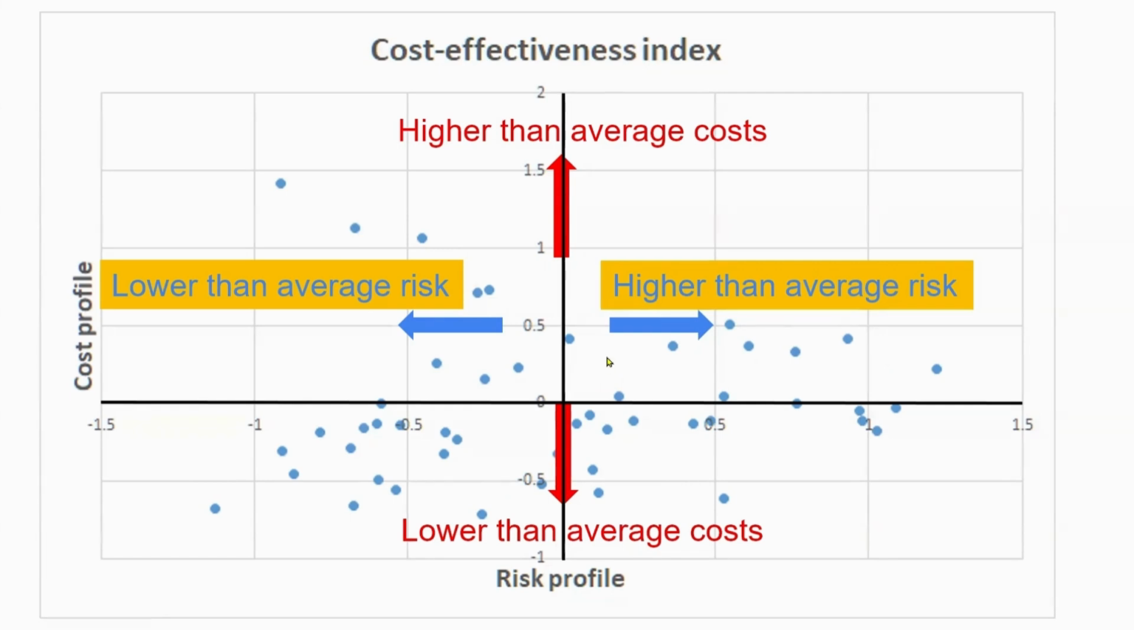For example, a GP in the upper right quadrant has high costs and high risk patients, while one in the lower left quadrant has low cost and low risk patients. We can see that overall, as the risk profile increases, the cost profile increases as well. This is also what we expect.